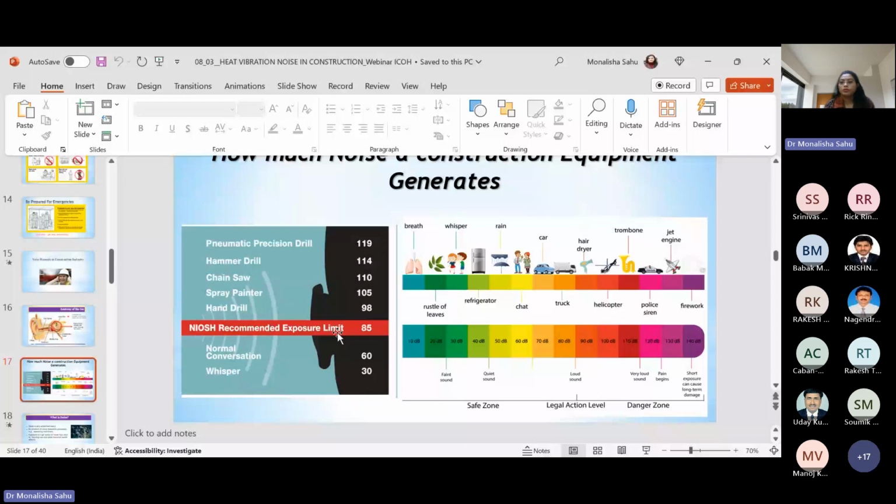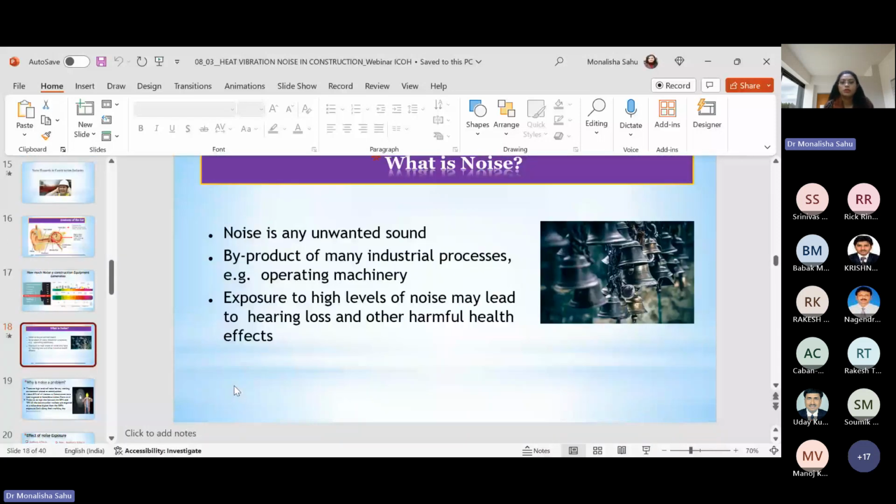I have shown, for example, a hammer drill at 114 decibels. So these are the various noise levels. Now, what is noise? Noise is any unwanted sound which is a byproduct and which is not welcome. So exposure to any kind of noise may lead to various kinds of auditory as well as non-auditory effects.